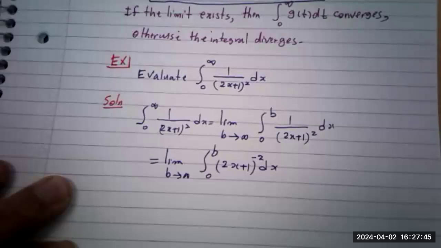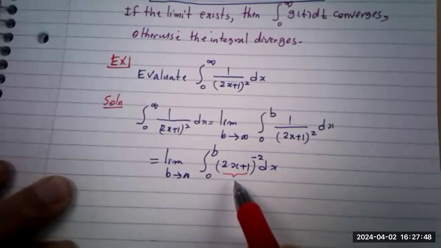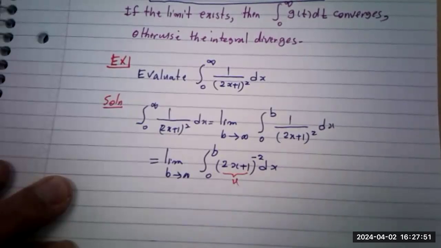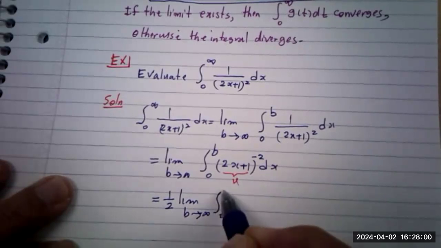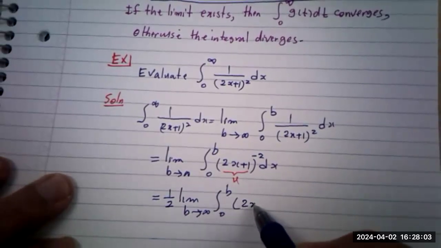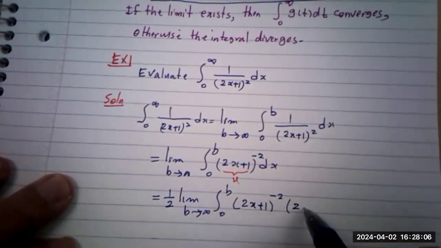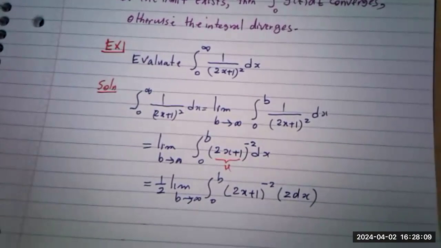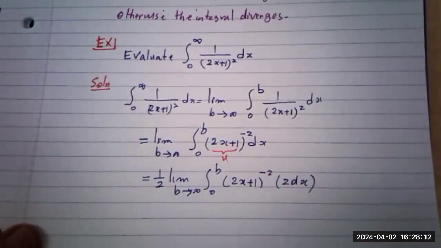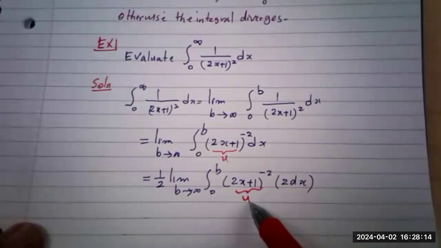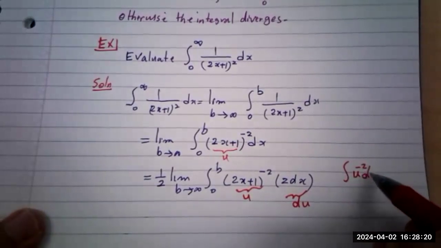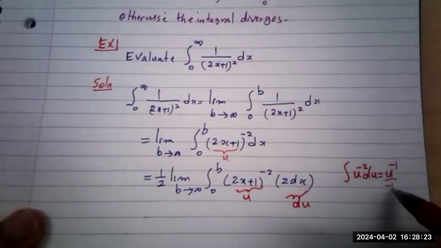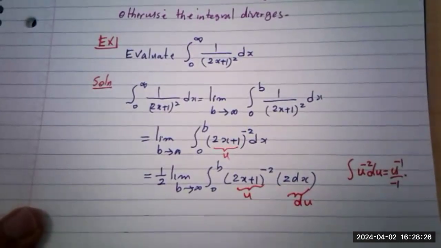You can use the u substitution. If you take 2x plus 1 to be u, then du would be 2 dx. So I'm going to create a 2: I divide the outside by 2, and then I multiply the inside by 2. It's going to be from 0 to b, (2x plus 1) to the negative 2, and then I have a 2 dx. So as we can see, this is u, and this is du. So I have to integrate u to the negative 2 du, which is u to the negative 1 over negative 1.